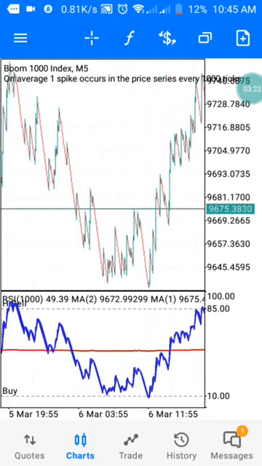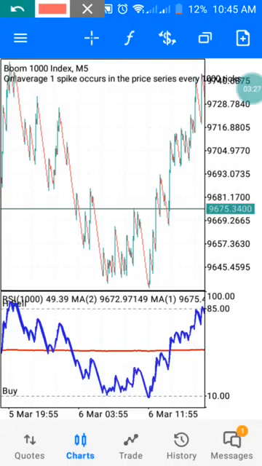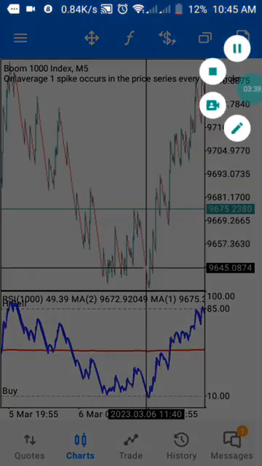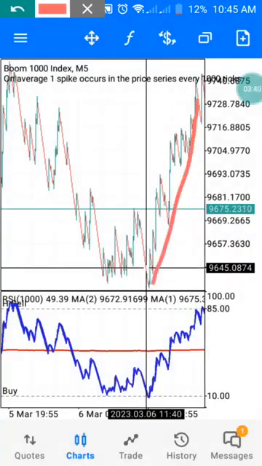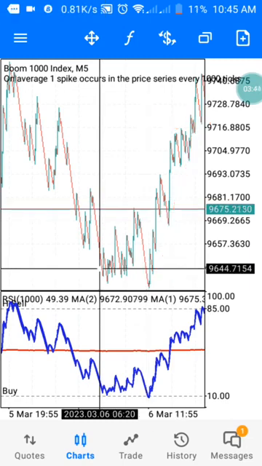Let's check for more. You see, it also happened here. It respected my 10 level at this point. It respected my 10 level at this point. And if you have entered the trade at this level, you will have caught the spikes in a little bigger way. You see that? So I told you it also works on crash.